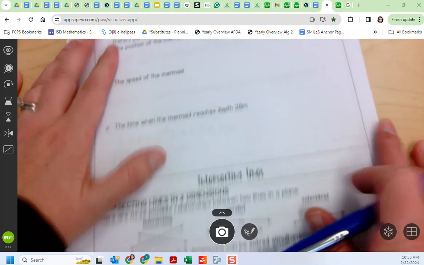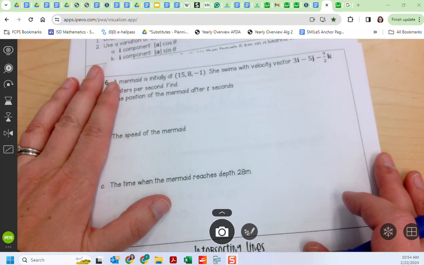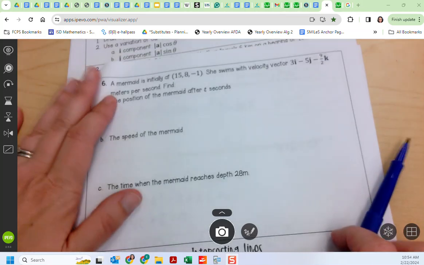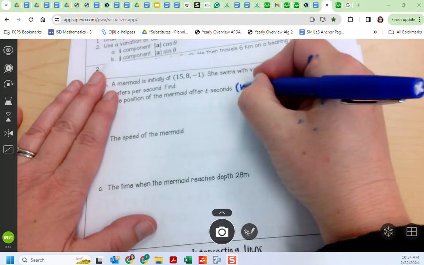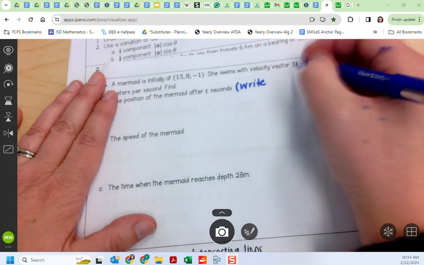A mermaid is initially at 15, 8, negative 1. Why is the z direction negative? She's under the water. Yep. Okay, so she's got coordinates 15, 8, and then her depth is negative 1. Find the position of the mermaid after t seconds. What that means is write an equation in terms of t, okay? So write the vector equation using t as your parameter. I'm going to let you guys do the rest of it yourself. I just didn't think that that was clear.